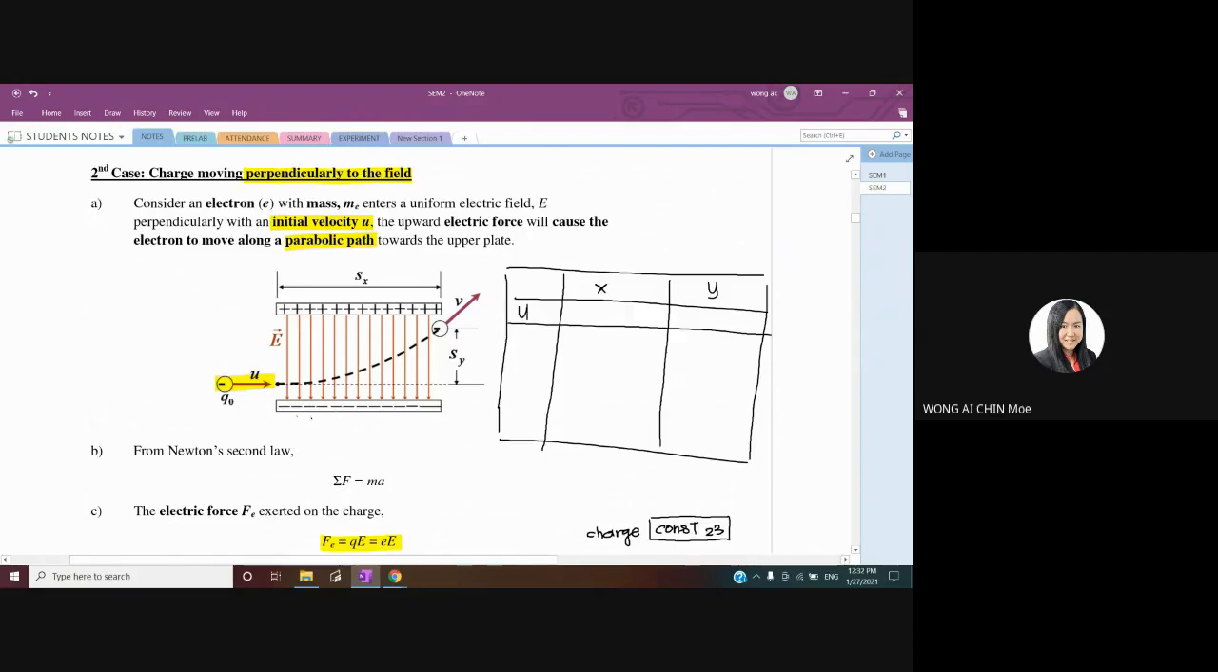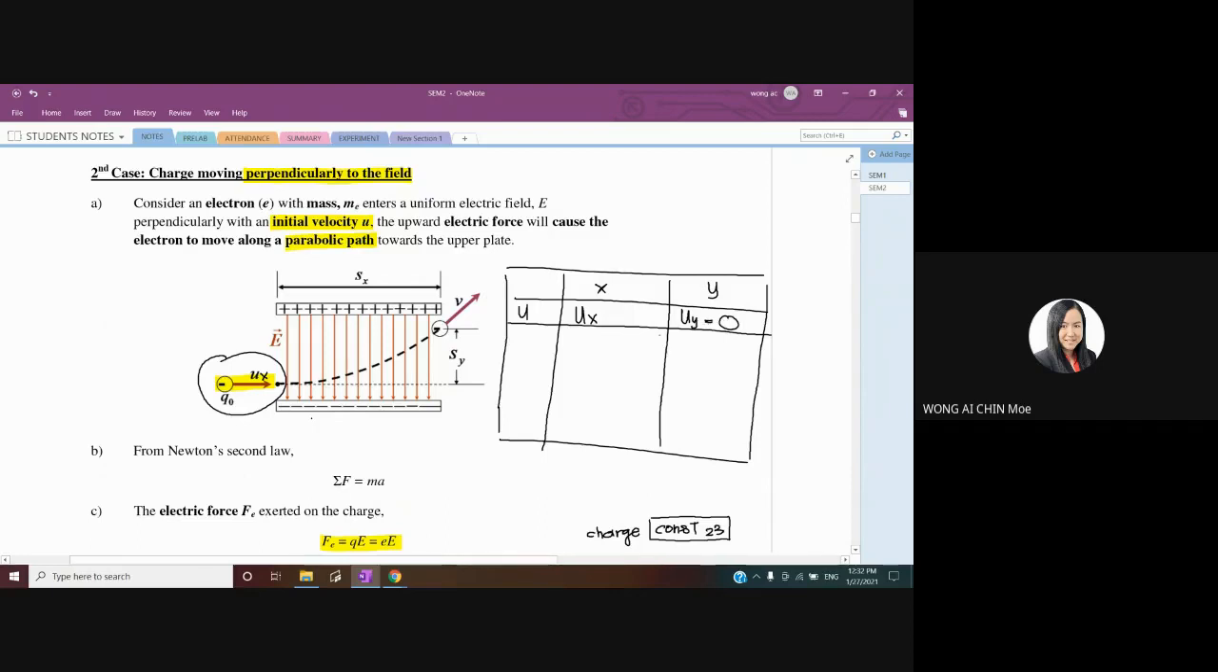So for the initial velocity, initially we only have ux, but we don't have uy because it's not moving upward, it's moving horizontally. We refer to this part. So initially we only have ux, and uy, of course, is equal to 0 because it's not moving upward.